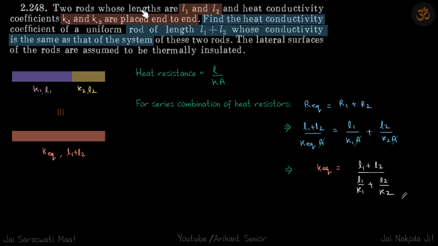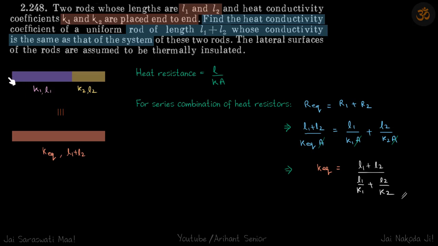We have two rods, length L1 and L2, and heat coefficient K1 and K2. They are placed like this. Find the heat conductivity coefficient of an equivalent rod of length L1 plus L2. So the total length of this equivalent rod will be the same as this. And what should be the heat coefficient of that rod that is equivalent to this system of rods?